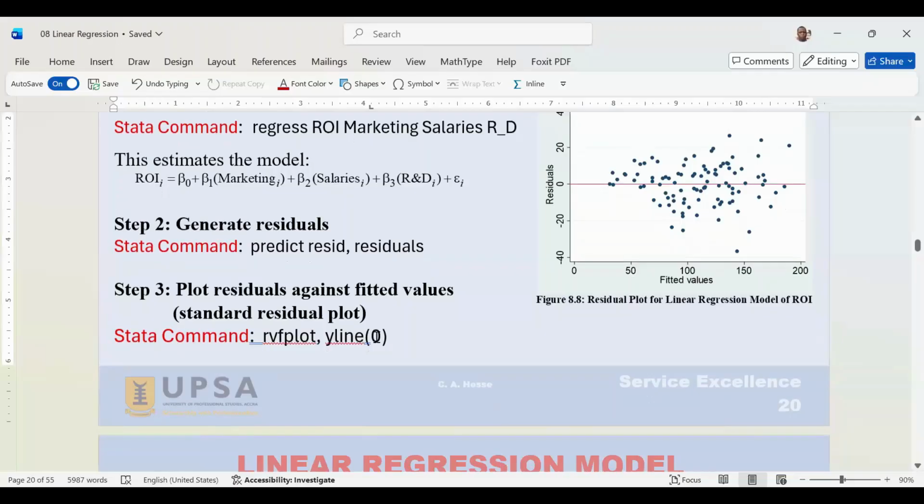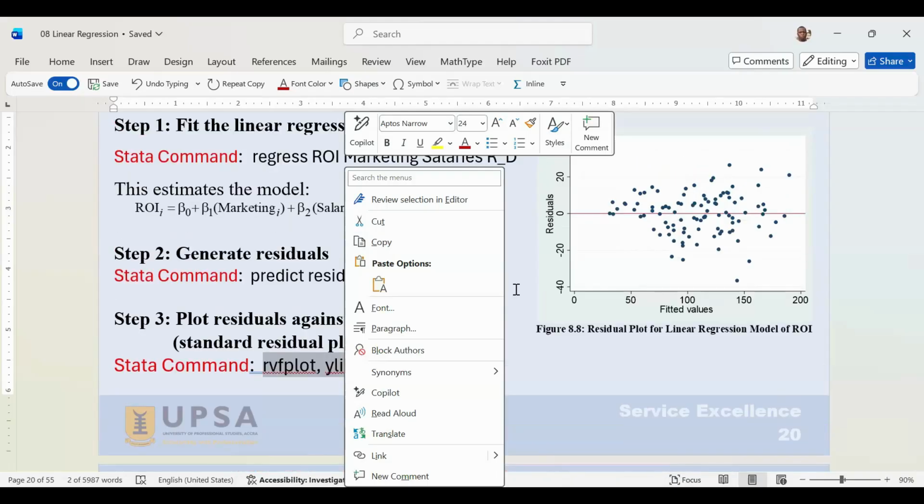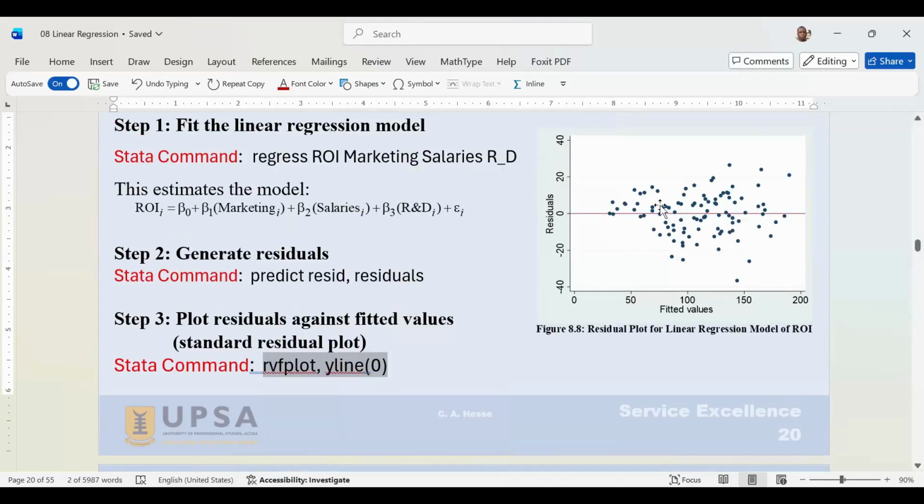So you copy this, paste it in your command window. We are plotting the residual variable. Have you done it? Yes. Great. Are you seeing the result? Is it the same as the one on the screen? Yes, with a red line. Great, with the red line.